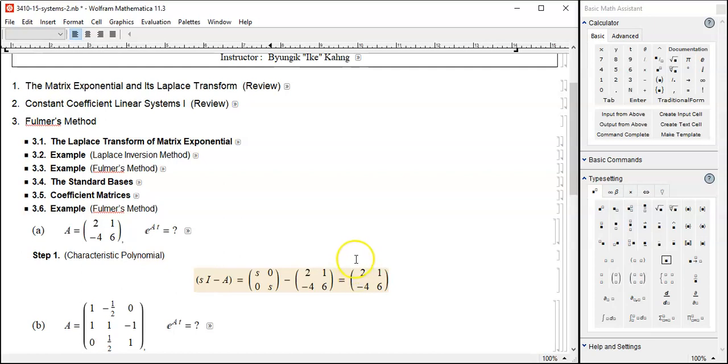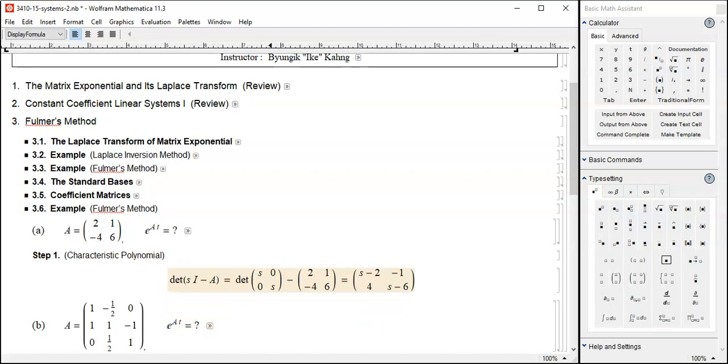So this is s minus 2, and then 0 minus 1, 0 minus of negative 4, so we have plus 4, and s minus 6, and there goes my matrix sI minus A. And the characteristic polynomial is the determinant of this. You see, resolvent matrix is the inverse of it, but that's difficult to find out. Well, in this case, it's not too bad, but just find out the determinant.